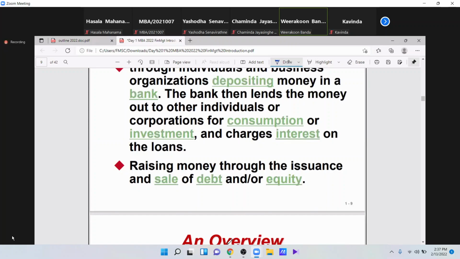Sometimes funds can be raised through issuing shares or issuing debt capital. Sometimes you can sell your own shares. If you have purchased some shares, you can decide to sell them to other people.